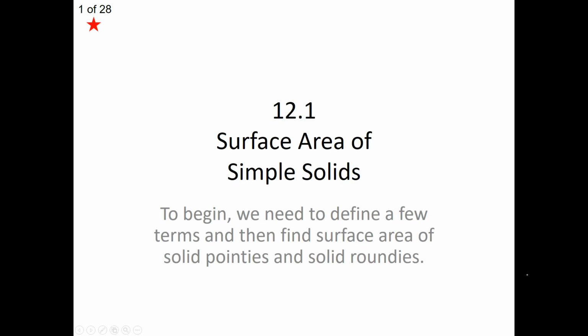Hello, this is Mr. Gilmore with the 12.1 surface area of simple solids. We are going to be moving into three-dimensional figures here in chapter 12. We're going to first begin by looking at what surface area is of three-dimensional solids. We'll define a few terms and then jump into actually finding the surface area of some simple solids.